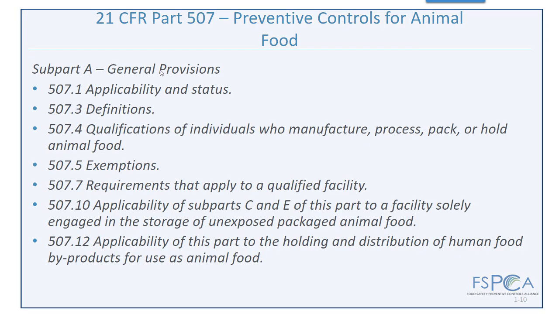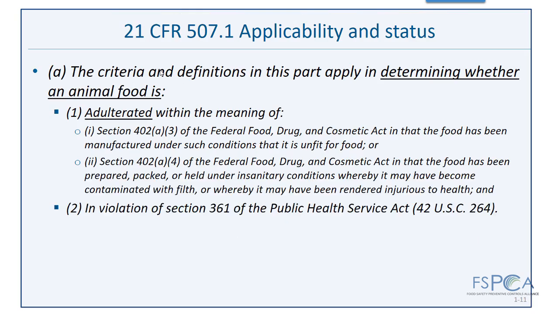Okay, so we're going to start by covering subpart A, which is all about general provisions. Here are listed the names of the different parts within subpart A. It's 507.1 through 507.12. So we're going to start at 507.1, which is all about applicability and status. So who has to comply with this rule, and what's the point of this rule? This piece of text here gives us the point of this regulation.